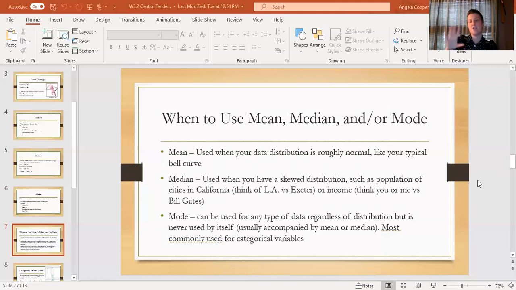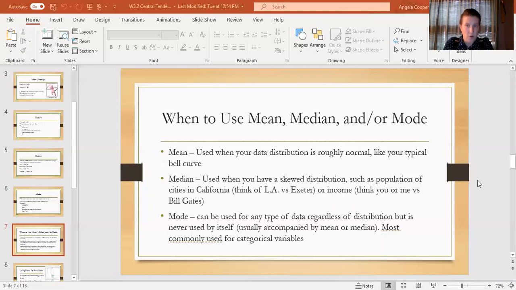Well, when we have a bunch of data points in one half, where they're all piled on this side or they're all piled on that side, our mean, if we use mean to measure central tendency, is going to be greatly influenced by these super large or super small numbers. So when we think of skewed distributions, you can think of populations of cities in California or in a state, or income.